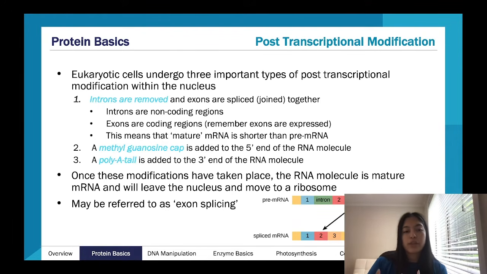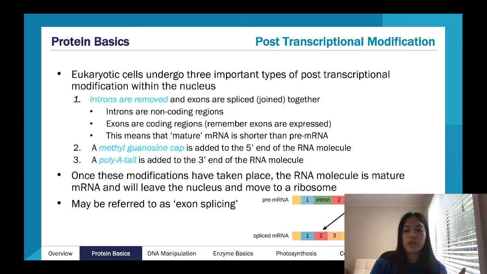So you have your methylguanosine cap or your 5' cap. You hear it referred to as a lot of different names. But basically your methyl cap, that's added to the 5' end, and your poly A tail, which is basically a long strand of adenines, really. They're added to the end. You don't need to know too much about these, just that these are added before translation, essentially. So you've got your methyl cap, your poly A tail.